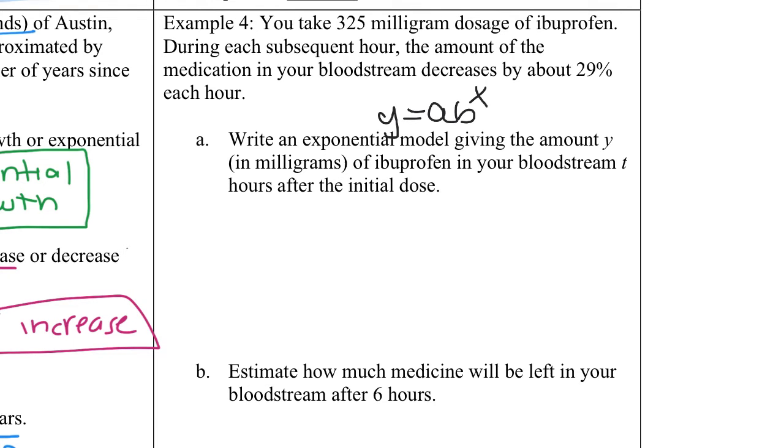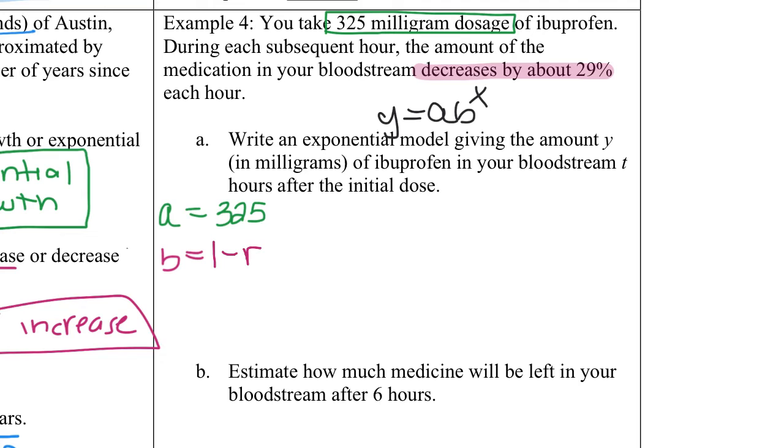So the initial, that's my a, is how much of this medicine was in my bloodstream when I took the medicine. So it said I take a 325 milligram dosage. So a is equal to 325. Now b takes a little effort. So first thing we have to figure out, are we increasing or are we decreasing? So it says the amount of medication in your bloodstream decreases by about 29% each hour. So since we are decreasing, my b is going to be 1 minus r.